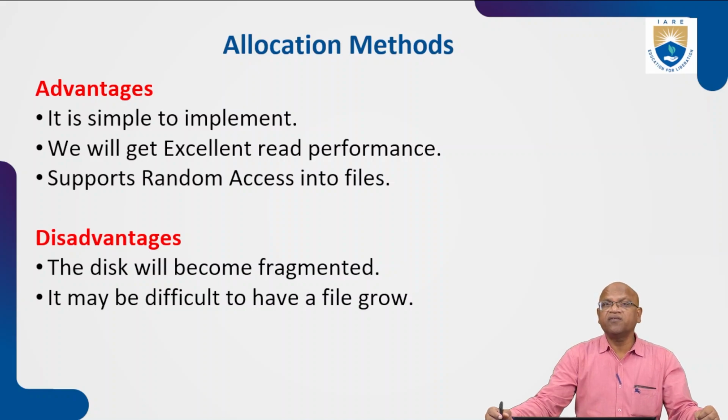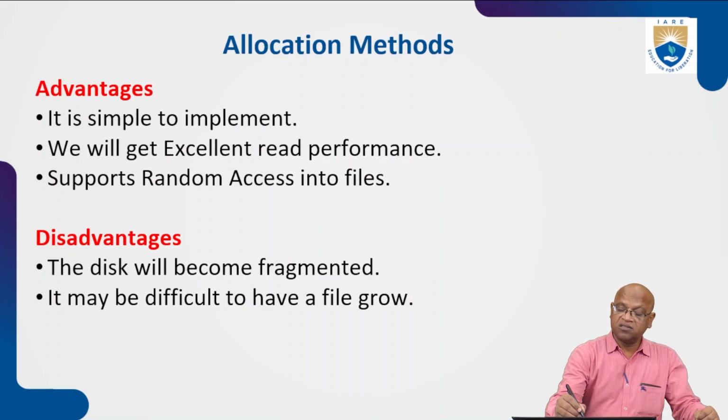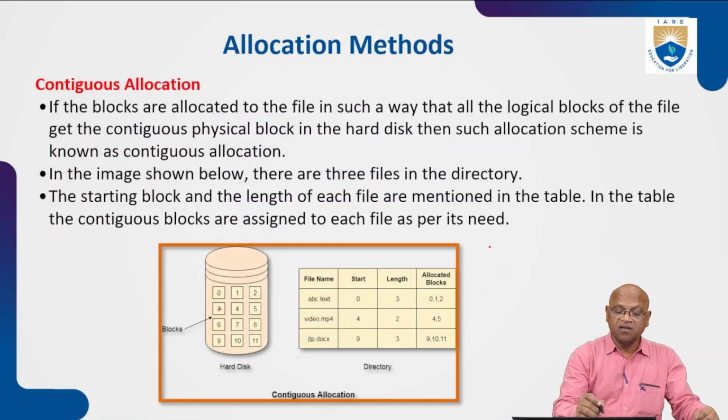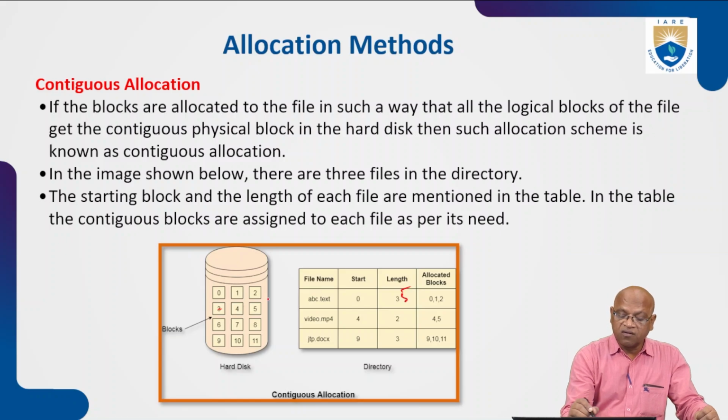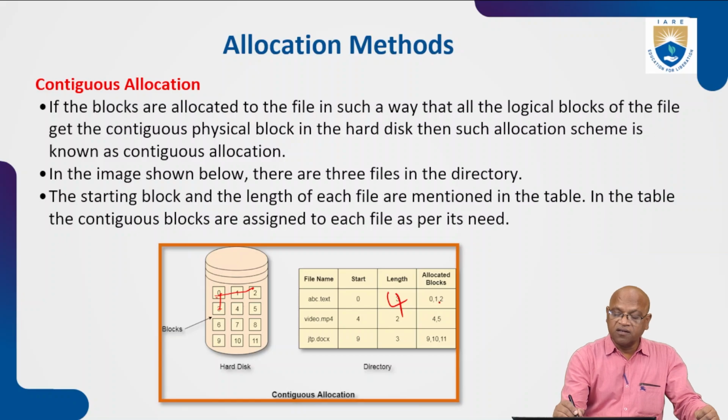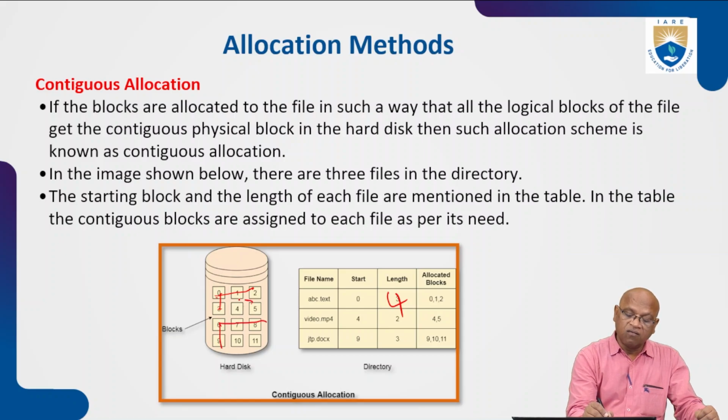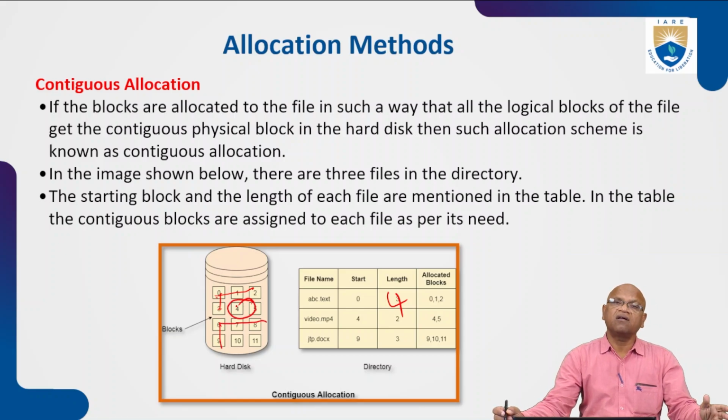Fragmented, and it may be difficult to have a file grow. Suppose you look at this one, this is our file blocks. If you allocate some file a length of 5 instead of 3, or 4, length is 4. So now these 4 blocks are allotted for this file. Some other file requires 4 blocks, again allotted, but what are these 2 blocks? These 2 blocks are not occupied.